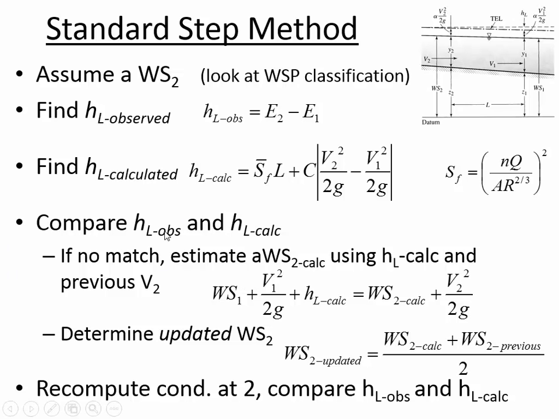So we'll compare those two, and if they're not exactly the same, then we have to update our guess of what is the depth of the water at location 2. So this WS2 calculated is an update based on the difference between the observed and the calculated head loss. And so we'll go through this process of comparing the updated depth to the original depth, and we know that we've achieved convergence when the two match.